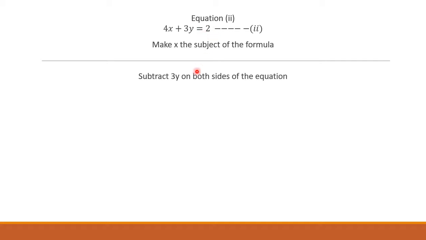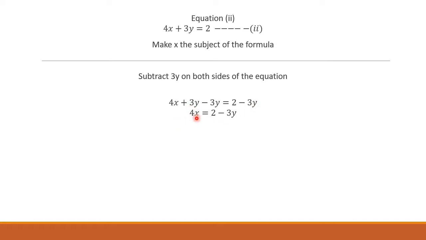Let's go to the second equation. The second equation is 4x plus 3y is equal to 2. Now we want to get rid of 3y, so let us subtract 3y from both sides. If we subtract 3y from both sides, then we will have 4x plus 3y minus 3y is equal to 2 minus 3y. So this is going to be 0. So you remain with 4x is equal to 2 minus 3y.